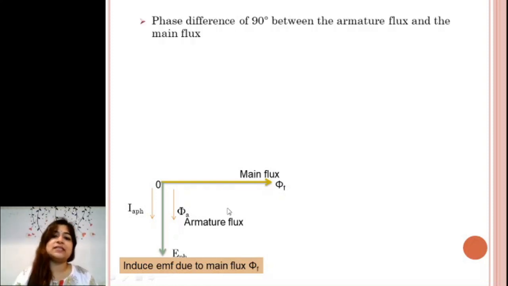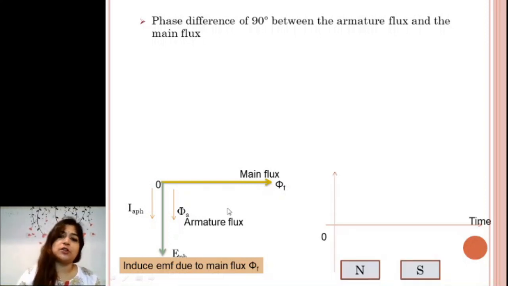Phase difference of 90 degrees between the armature flux and main flux. Now the same thing I'll display in the waveform. Let's draw the waveform. Here in this waveform, on the x-axis I'll have flux, on the y-axis I'll have time. N and S represent the north pole and south pole.